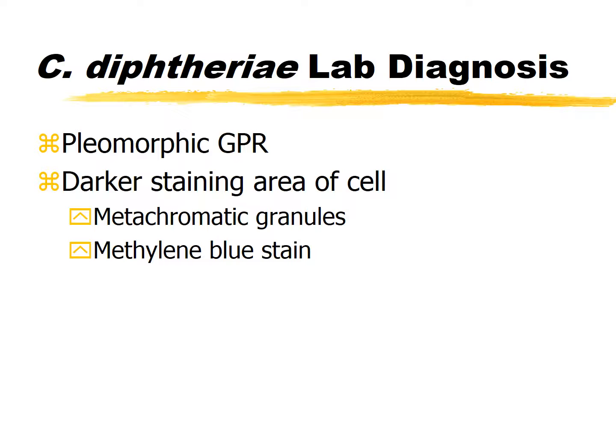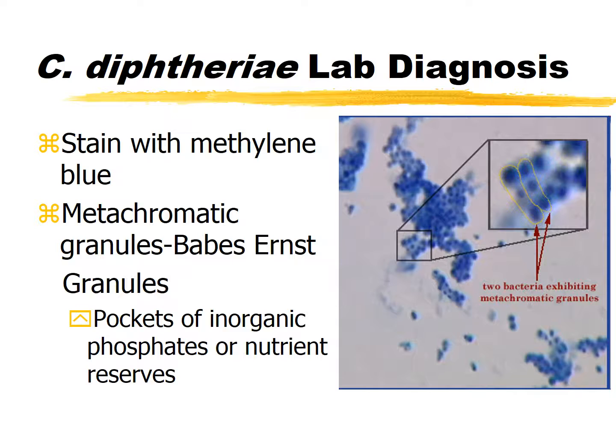So how do we diagnose Corynebacterium diphtheriae in the lab? Well, it's a gram-positive rod, pleomorphic in shape. That means that there are different shapes and sizes present. They have a darker staining area of the cell. These are those metachromatic granules. And if you use methylene blue stain, you would actually see these. The next slide shows the stain with methylene blue, these metachromatic granules known as Babes-Ernst granules. That is a pocket of inorganic phosphate or nutrient reserves, and you can see these in the picture next to it.